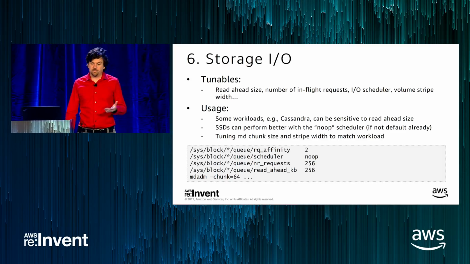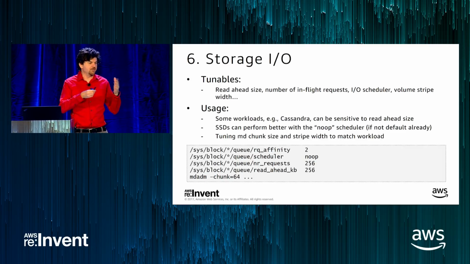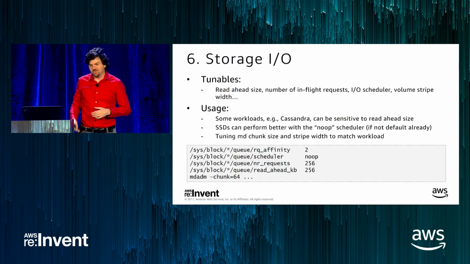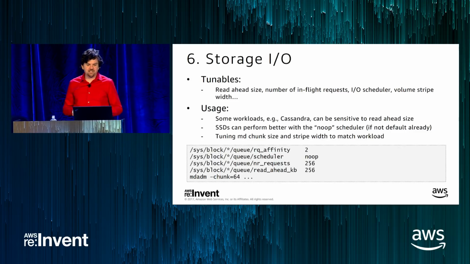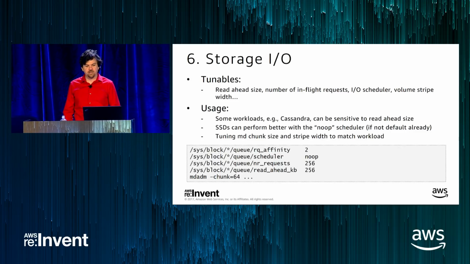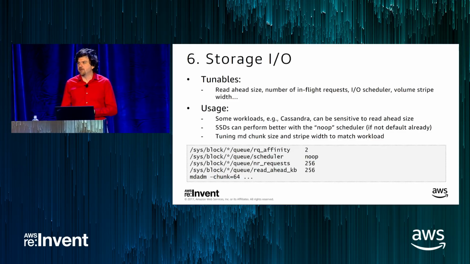SSDs can perform better with the no-op scheduler. We don't need to have an elevator scheduler that worries about the rotational disk head as it moves around. We can turn that off because SSDs are different. And then tuning the MD chunk size and stripe width to match the workload. So there's a lot that we can do. We have done some of this for Cassandra, and we've done some of this for the storage workloads.